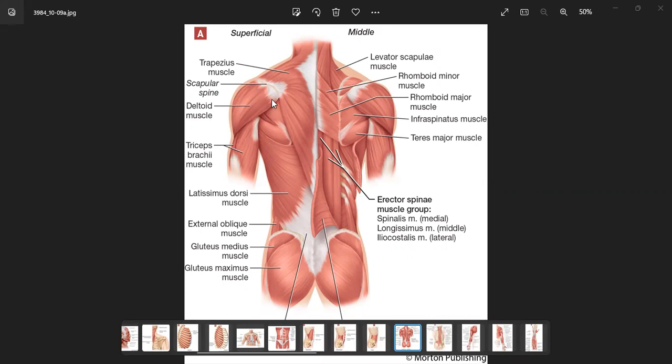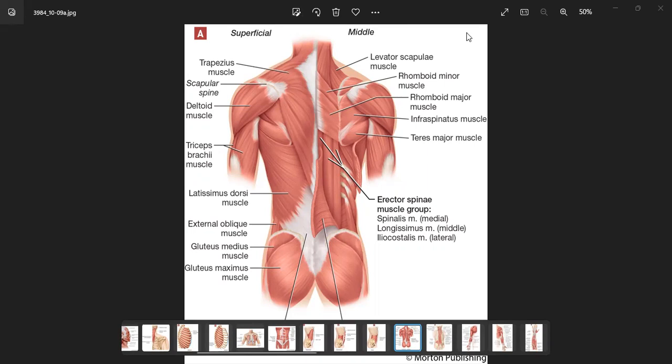It has the capacity to abduct the arm, and it does that because it originates on the spine of the scapula and the clavicle, and it will insert on the deltoid tuberosity of the humerus. Okay, short and sweet on that one.